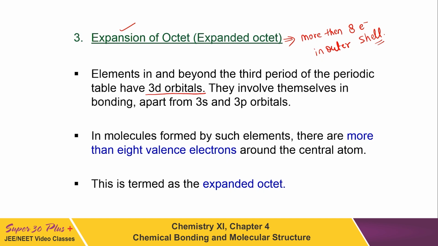Now when the orbitals of 3d involve themselves in the bonding, apart from the 3s and 3p, which are by default engaged in bond formation, then such molecules can form more than expected bonds in their outer shell. In such elements there are more than 8 valence electrons around the central atom, and this is termed expanded octet. More than 8 electrons in the outer shell.